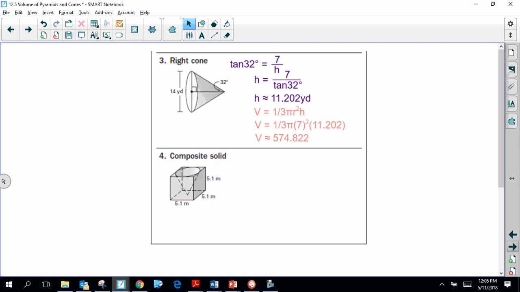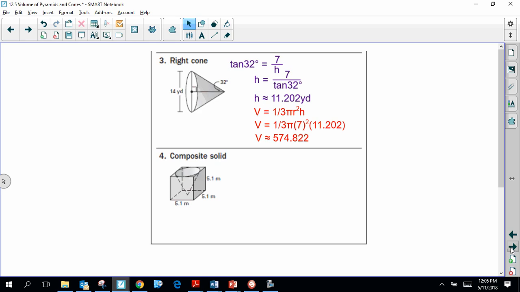Now that I know the height, I can go and find the volume. And again, I'm not even going to try to get an exact answer on one like this, because the 11.202, that's definitely not where the numbers stopped. That continues on for a long time. So the volume is about 575 cubic yards, and I forgot my dimension on there, but yards cubed.